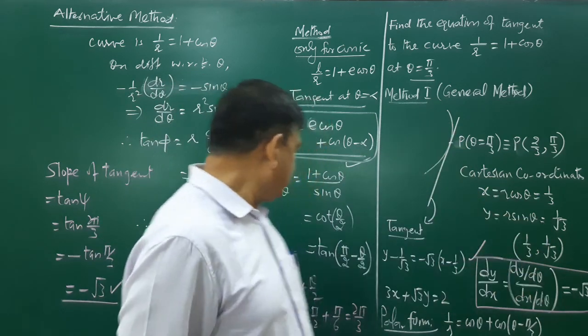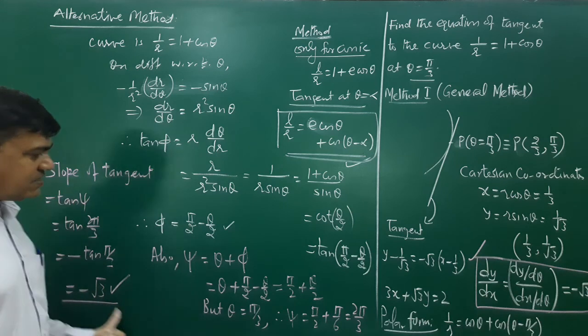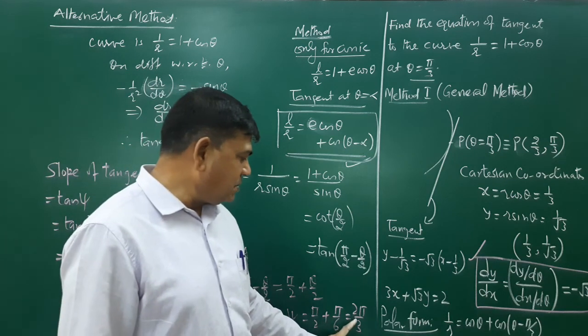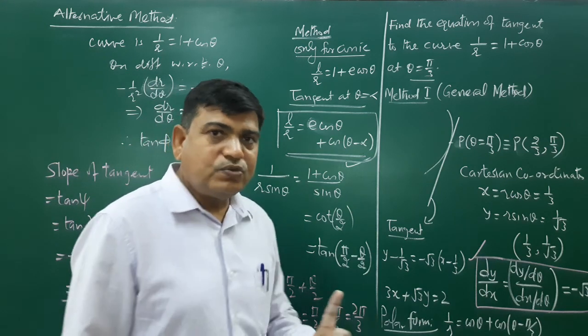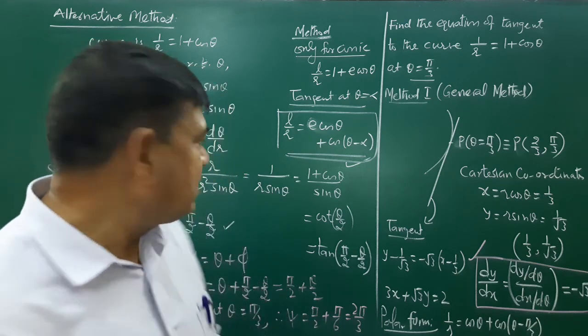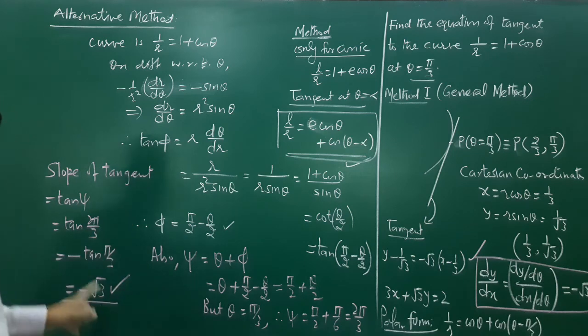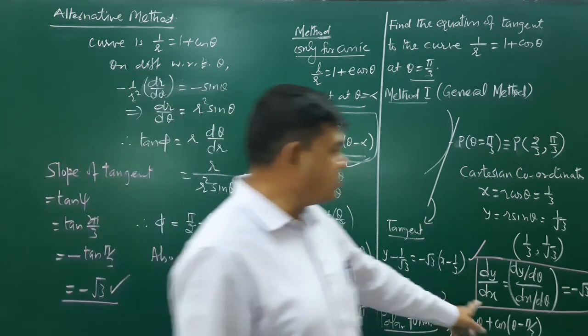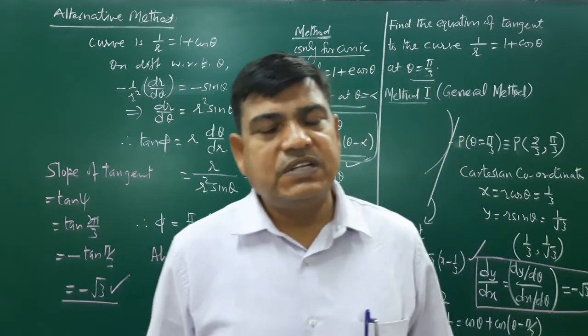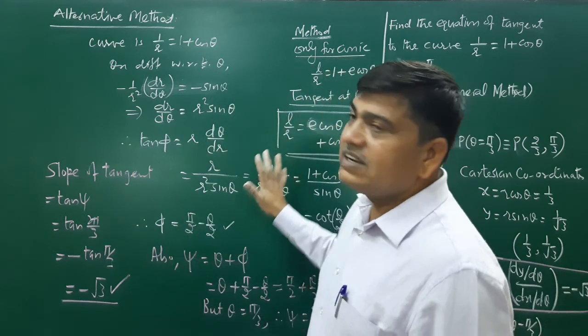There is a method, as you can see, of how I have calculated psi, and the angle made is 2 pi by 3. Psi is 2 pi by 3, that is 120 degrees. Tan 120 degrees is minus tan 60, and tan 60 is root 3, so it is minus root 3, and here also the slope is minus root 3. So this is the alternative method.